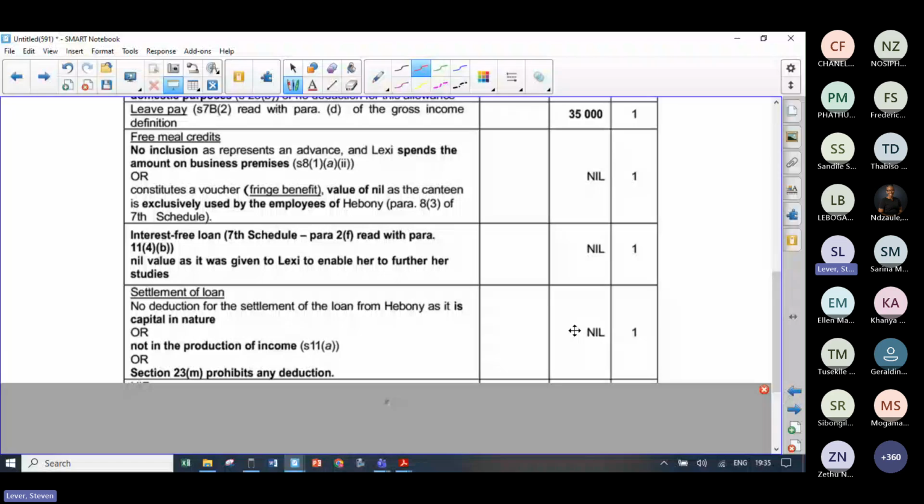So if they write something down inside a question, they want you to comment on it. So they say you repaid the loan. You need to sit there and say repayment of loan, no tax effect. It's a settlement of a debt. Okay. Or section 23M prohibits any deduction. They've got 3 things that you've got there. Okay. So if it's written in the question, please try put it in the solution. Next one.